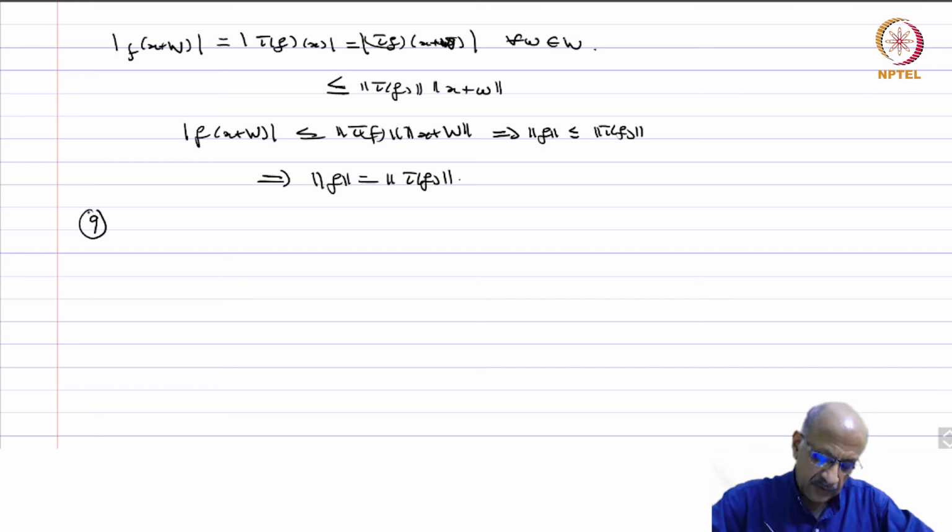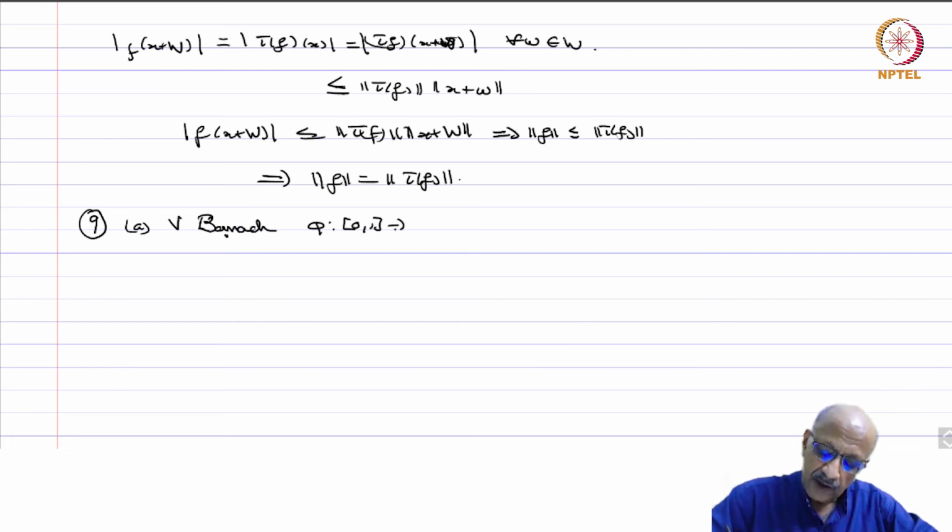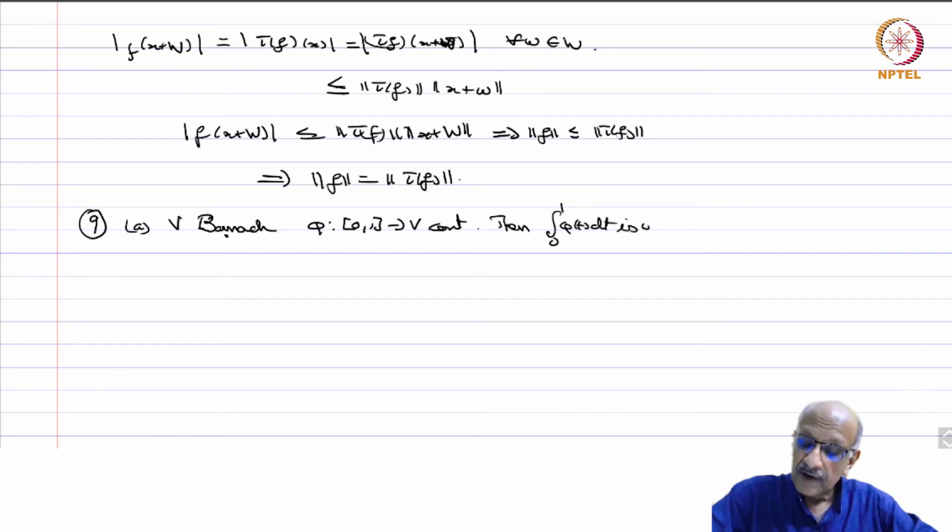So next, exercise A. This is a remark I should have already made, but anyway we will do it as an exercise. So V a normed linear space, or let us take Banach, because we know in that case it definitely exists, and phi from [0,1] to V continuous. Then we know that the integral exists. So, then the integral from 0 to 1 of phi(t) dt is uniquely defined.